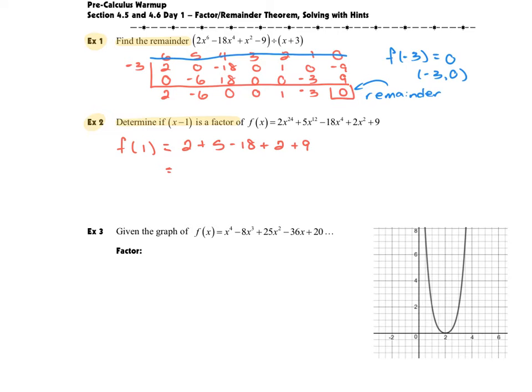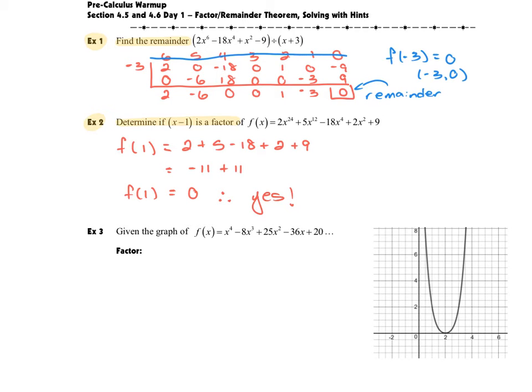So I'm going to end up with a negative 11, just kind of collecting some of my terms, plus an 11, and I get a 0. So if we're asking ourselves, is x minus 1 a factor of this function, since we get that f of 1 is 0, our answer is yes. If the remainder was anything other than 0, we would say no, it's not a factor, but because it is, we can say that it is a factor.